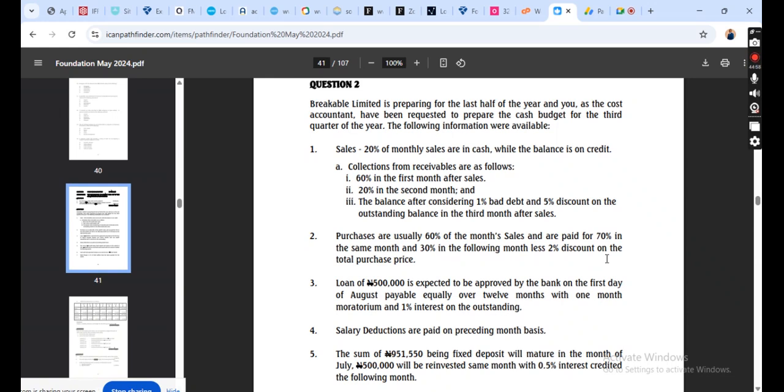The question did not say that, okay, the 2% is in the following month, right? The question did not say the 2% in the following month. So the question may come that way as well. Now, it's less 2% discount on the total purchase, on the total, right? On the total. Now, what is the total here?